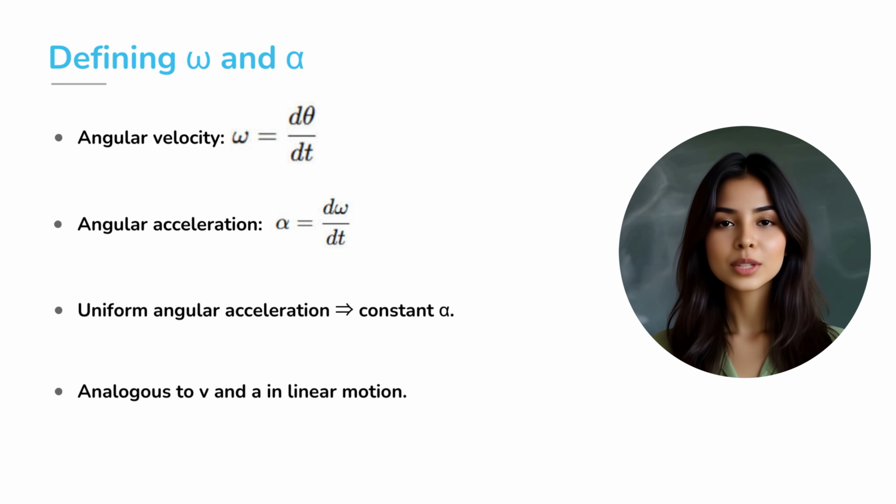Now, just as we have velocity and acceleration in straight line motion, we define them here. Angular velocity, omega, equals d theta by dt. It tells us how fast the angle is changing. If omega itself changes with time, we define angular acceleration, alpha, equal to d omega by dt. For uniform angular acceleration, alpha is constant, just like constant linear acceleration in straight motion.